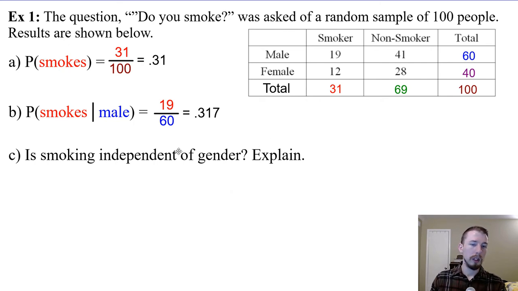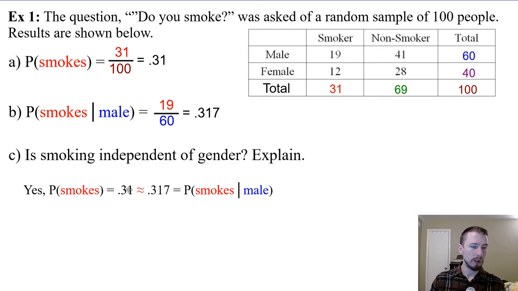So is smoking independent of gender? We would have to say yes. The probability that one smokes is 31%, which is approximately equal to the same as those that smoke given male, which is our conditional probability. You could do the same thing with the female. It would be slightly less than the 31% because the 31% would be the average, the weighted average actually.